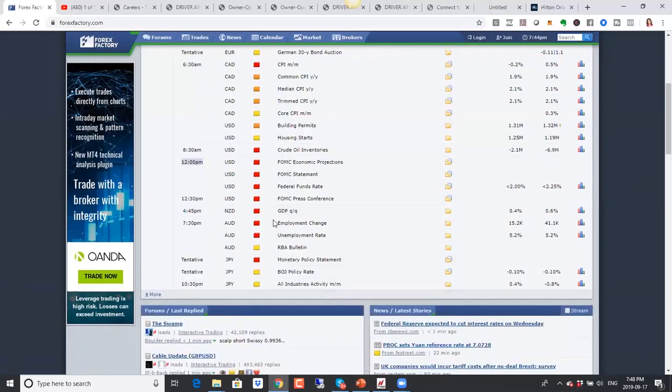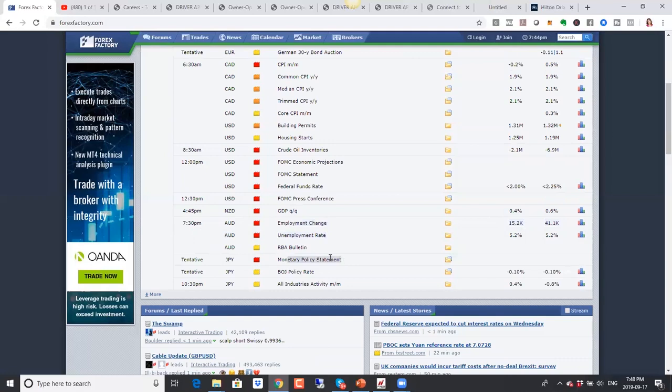And then we also have GDP numbers for the quarter for New Zealand. So New Zealand dollar and Australian dollar both have been under pressure. So if the numbers come in below expectations, we are likely to see a drop in New Zealand dollar here. And same for Australian dollar here. If we see a drop in the employment numbers here, we're likely to see Australian dollar drop as a result.